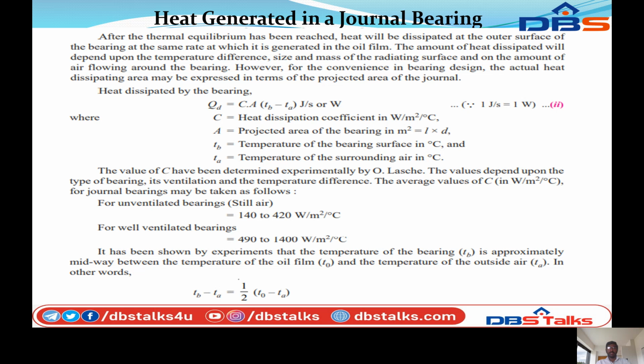It has been shown by experiments that the temperature of the bearing Tb is approximately midway between the temperature of the oil film T0 and the temperature of the outside air Ta. In other words, Tb minus Ta equals 1 by 2 into T0 minus Ta. This is the formula.